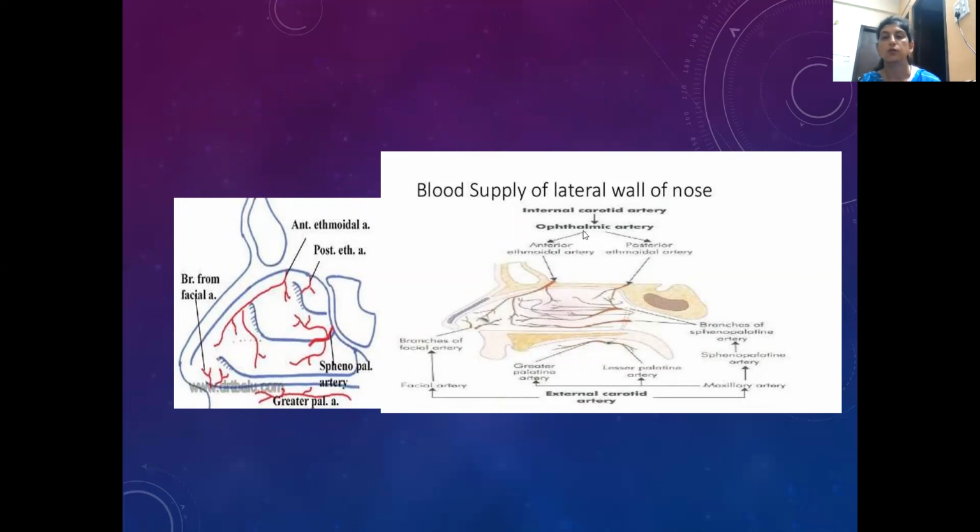And the blood supply of the lateral wall of the nose is through the internal carotid, its branches ophthalmic, the anterior and posterior ethmoidal, and external carotid through its branches, that is maxillary, lesser palatine, greater palatine, and facial.